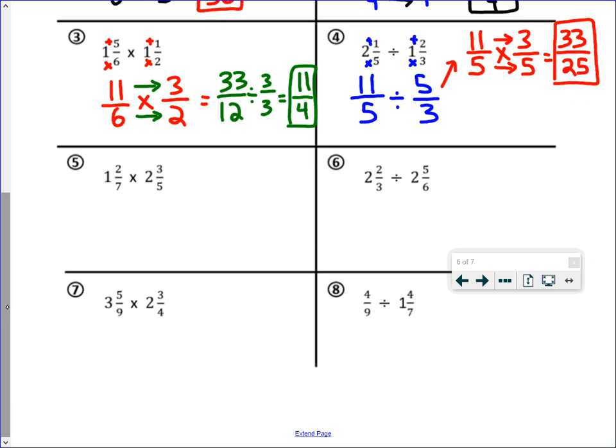Look at number 5. Let's change it to a mixed number. I'm sorry, to an improper fraction. So 7 times 1 plus 2, which is 9. Keep your denominator. 2 times 5 plus 3, so 10, 13, divided by 5. Now we're going to multiply it across. 9 times 13 is 90 plus 27, so that's 117 over 35.